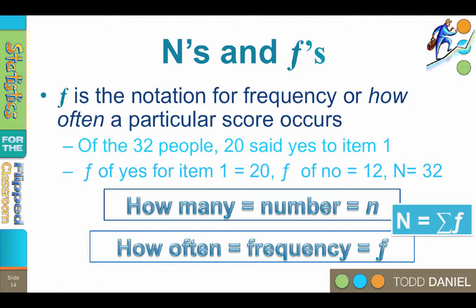There is a consistent relationship between N and f. If you add up the frequency of everyone who said yes to the first item, 20, and everyone who said no to the first item, 12, you get our total N of 32. So N is the sum of the frequencies. Mathematically, that is N equals sigma f.